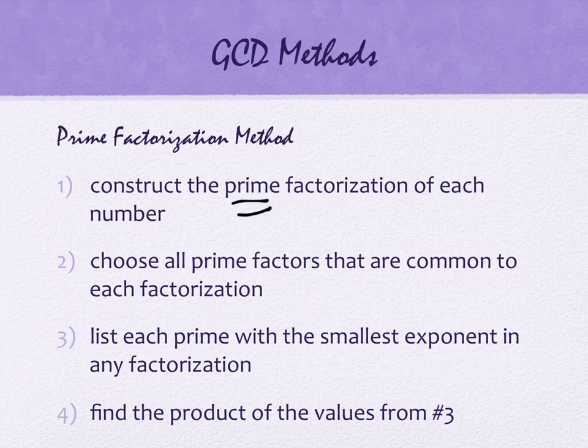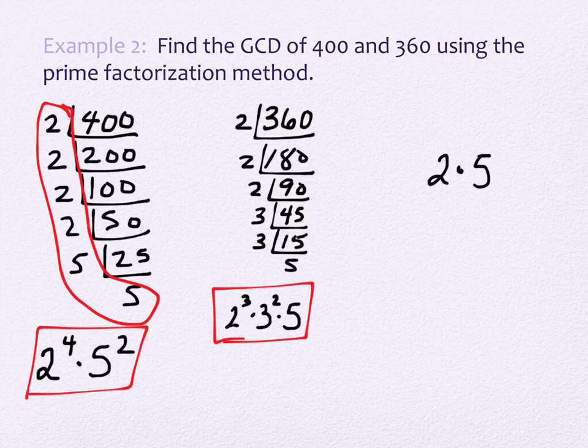Step 3 says then to look at the lists again and look at the exponents on them. So how many 2's are there in the first list? There are 4. How many 2's are in the second list? 3. Which of those numbers is smaller? 3. So the 2 will have an exponent of 3.